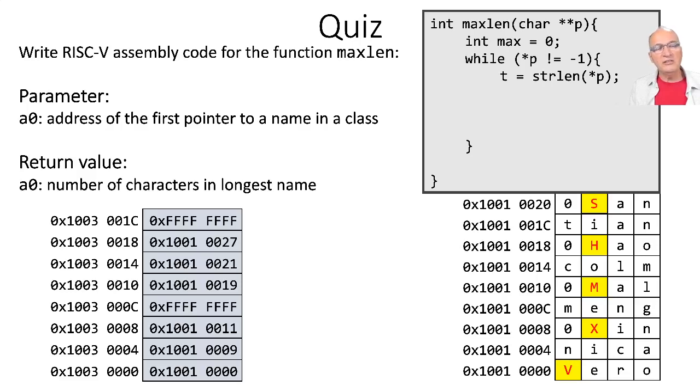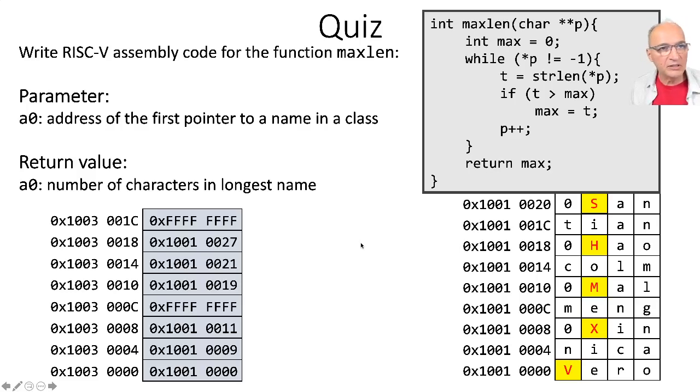We wrote string length in the first part of this lecture. And then I'm just going to test whether the value returned by string length is greater than maximum. If it is greater than the maximum, then this is my new maximum. And then I will increment the value of p. So in this case, if I started in this position, incrementing the value of p will move me to the position 103004. So this is how maxlen is going to work. In the end, I'm going to return the value of the maximum.